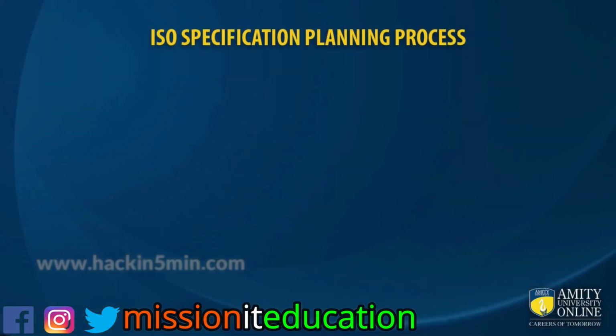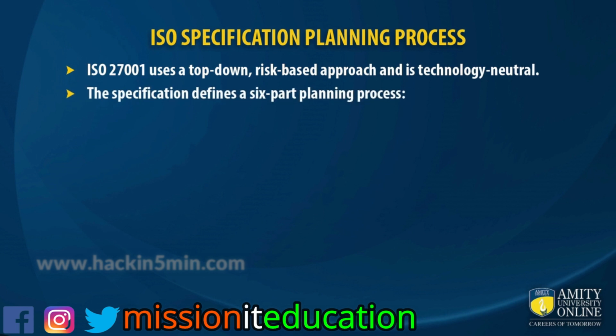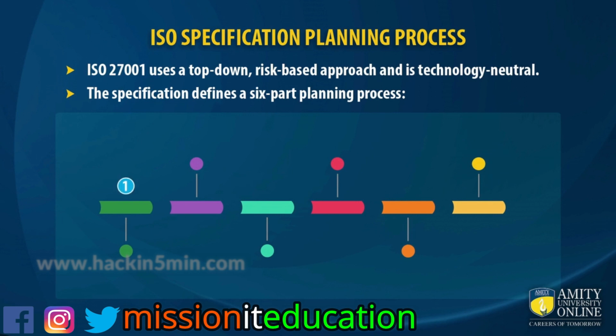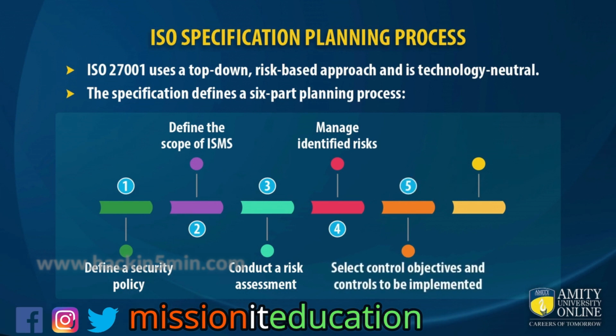ISO specification planning process. ISO 27001 uses a top-down, risk-based approach and is technology neutral, so it doesn't include much technology. The specification defines a six-part planning process. The six parts are: first, define a security policy. Second, define the scope of the ISMS. Third, conduct a risk assessment for the organization. Fourth, manage the identified risk. After the risk assessment, we try to manage the identified risk. In the fifth part, we select control objectives and controls to be implemented. And in the sixth part, we prepare a statement of applicability.